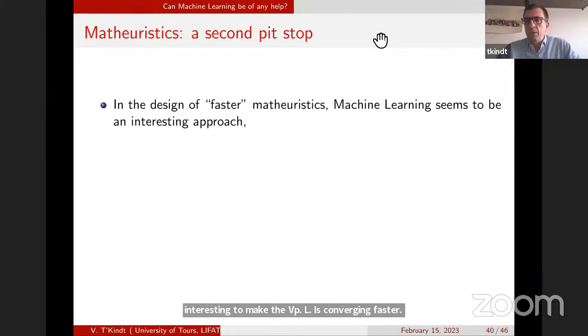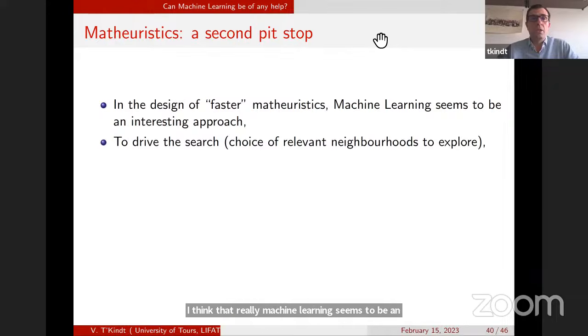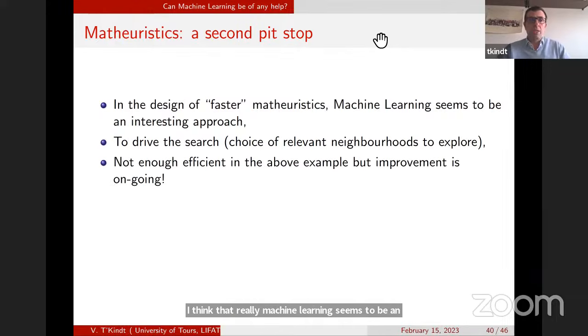So I'm near a conclusion. I have a second pit stop. In the design of faster Matheuristics, I think that really machine learning seems to be an interesting approach to drive the search. It was not efficient enough in the above example, but well, we're still working on that.